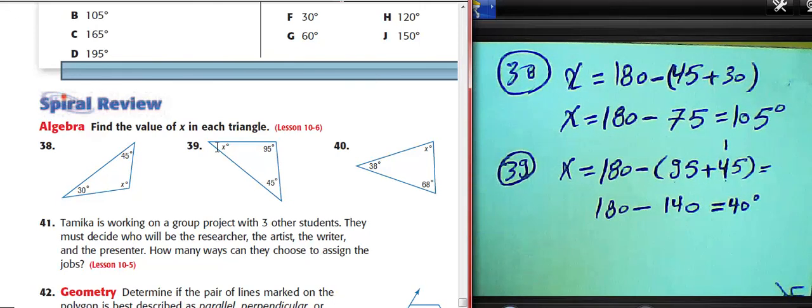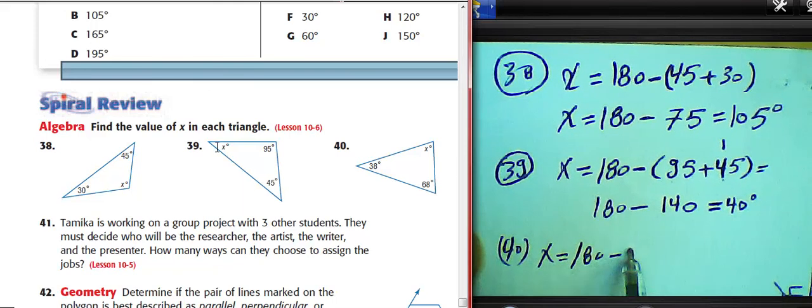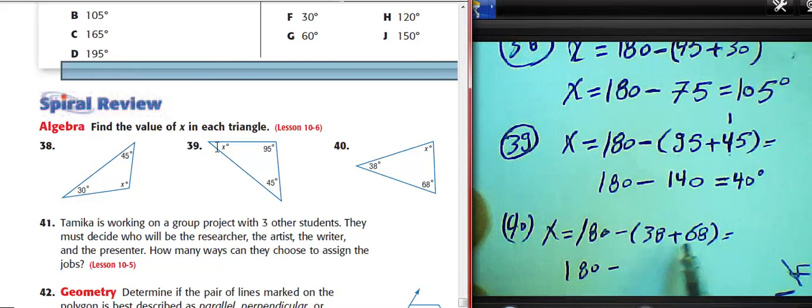Question number 40, you can solve it such as this example. x equals 180 subtract 38 and 68. 180 subtract 8 plus 8 equals 16.